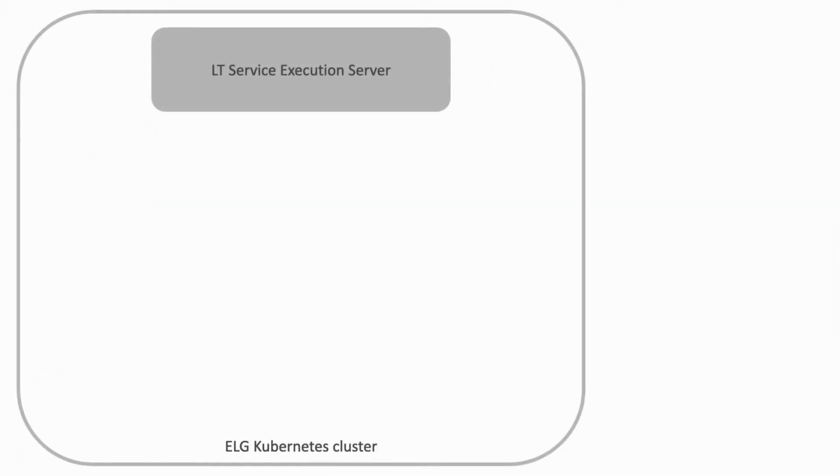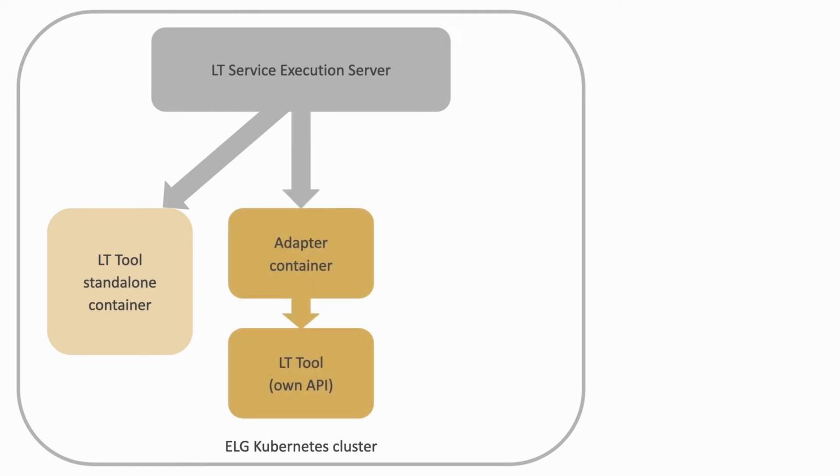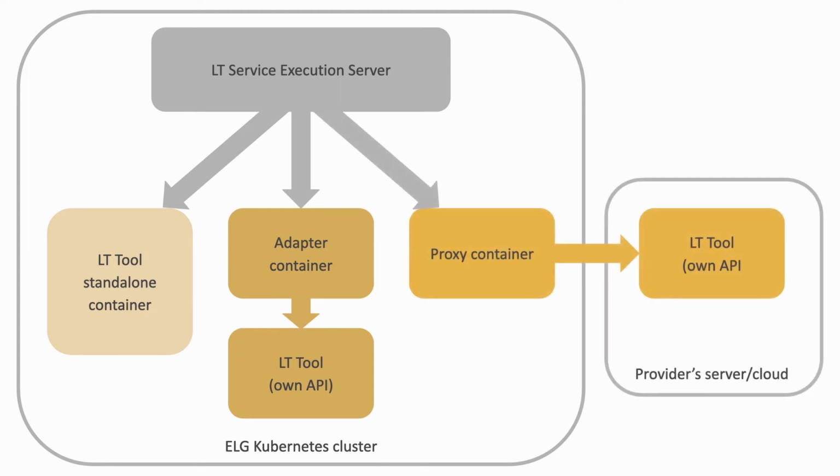In order to integrate your service in the ELG, you have 3 options for packaging. You can upload your LT tool in one standalone Docker image compatible with the internal LT Service API, or you can use an adapter container if your tool is already packaged in a Docker image that is not compatible with the ELG. Thirdly, you can also let your LT tool run remotely outside the ELG infrastructure and let it be called by a proxy, packaged in a proxy container that is compatible with the API and integrated in the ELG.